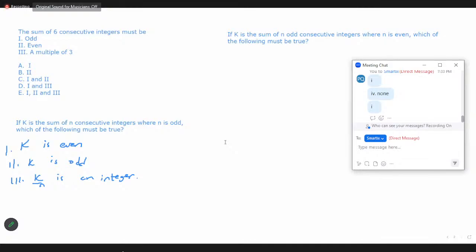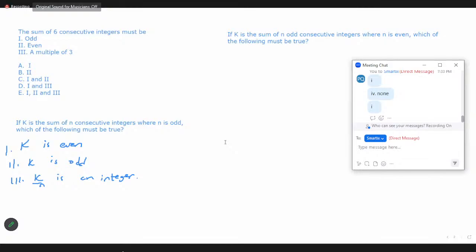There are an even number of consecutive odd numbers. K over N is the average. I just told you earlier on that the average is the same as the median. Now, if you have an even number of numbers, you're going to have two numbers in the middle, and the median is going to be the number between those two middle numbers. Are we okay so far?